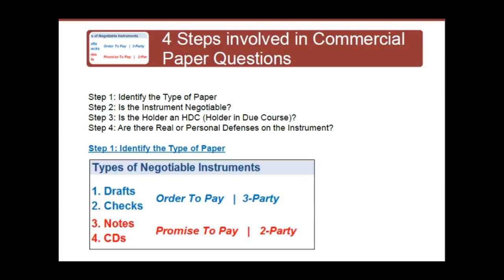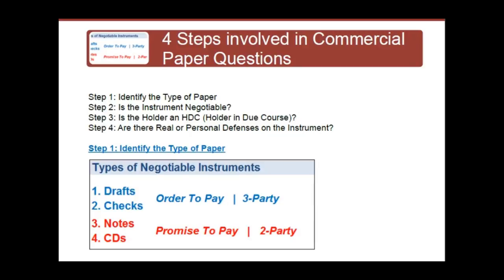All right, so next we're going to talk about what you guys really want to know, what you need to know for the CPA. So there are 4 steps involved in commercial paper questions that you're going to see on the exam. Step 1 is to identify the type of paper. Step 2, identify if the instrument is negotiable. Step 3, decide if the holder is an HDC, which is holder in due course, which we'll discuss in a minute. Step 4 is to decide if there are real or personal defenses on the instrument.